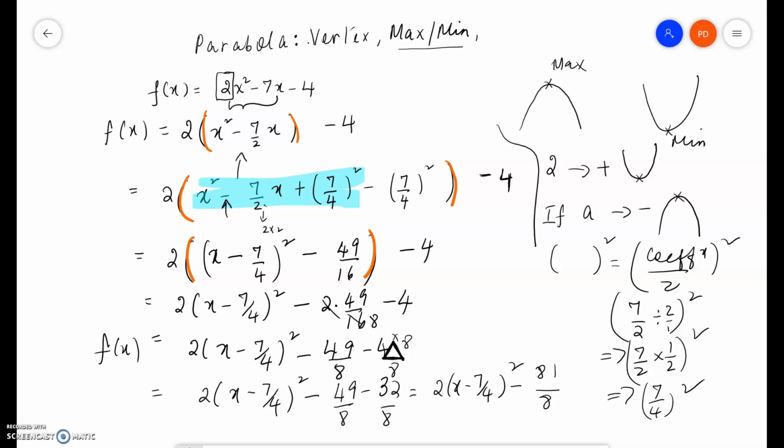So the vertex of the parabola is 7 over 4. So that's x minus h. So since the signs match, h is 7 over 4. But then we go plus k. So that would be negative 81 over 8. So k is negative 81 over 8.